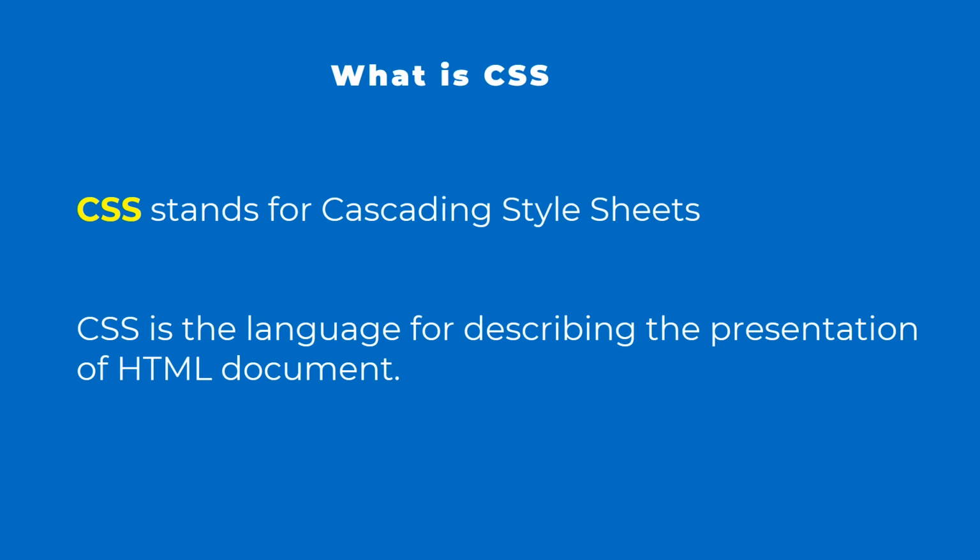So what the hell is CSS? CSS stands for Cascading Style Sheets, and it's the language for describing the presentation of an HTML document. CSS is one of 3 building blocks of web pages alongside HTML and JavaScript. HTML, in layman's language, is the bare bones or the skeleton of the web page. JavaScript is the dynamic muscles of the web page, and CSS is the flesh of the web page.